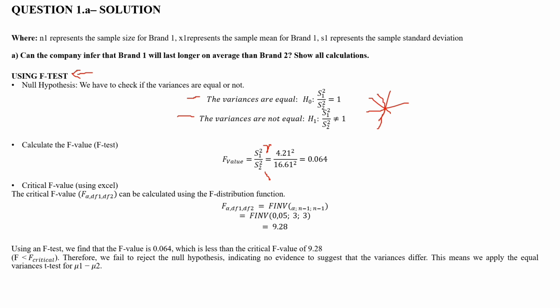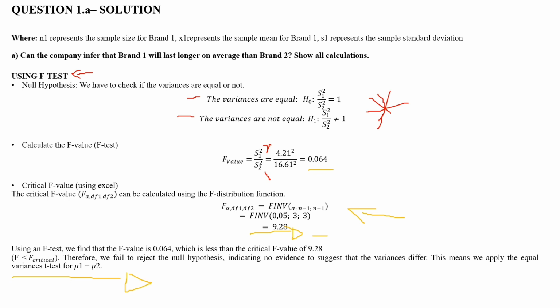Next, we need to find the critical F value. In this case, we use the alpha level of 0.05. Using the F distribution function in Excel, we find that the F value is 9.28. Now, to conclude, we can say that since the calculated F value is 0.64, and it's less than the critical F value that we got from Excel, we fail to reject the null hypothesis. This means that there is no evidence suggesting that the variances differ between the two brands.